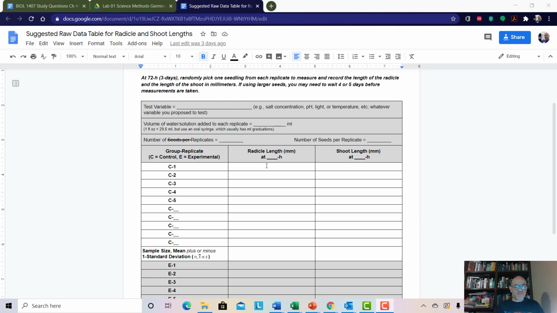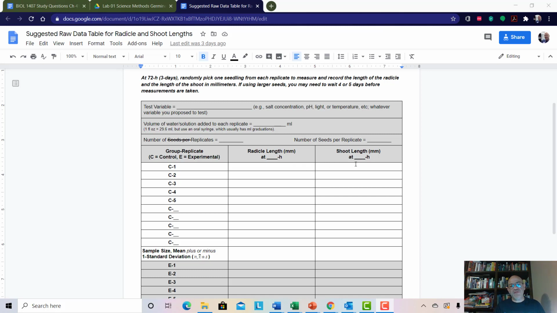Now remember, you had replicates with many seeds in there, and to collect this data, you were supposed to select one seedling at random so that you are not purposely picking the biggest or the smallest, because it's human nature to even subconsciously create bias that way. So you would figure out a way to pick one at random from there, take it out, and then measure it. That way it represents a random sample from your replicates.